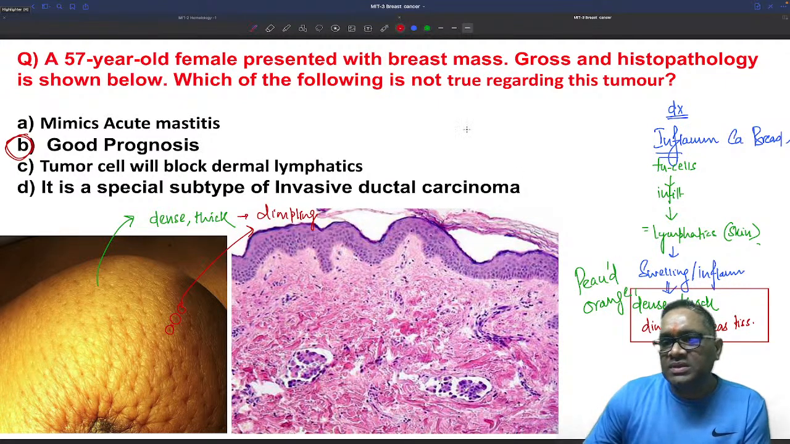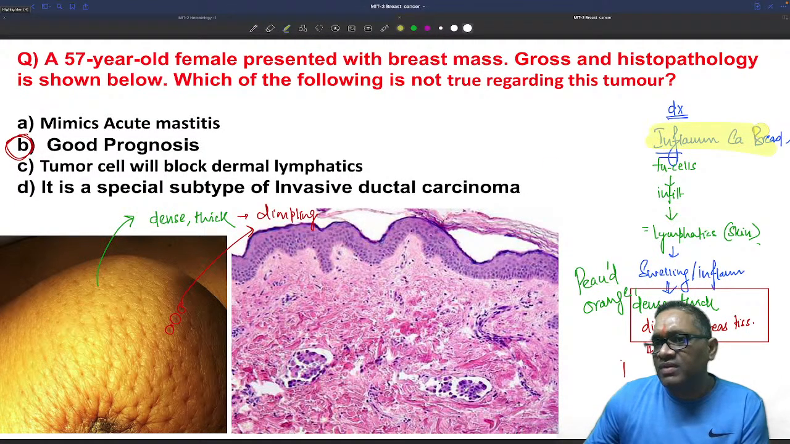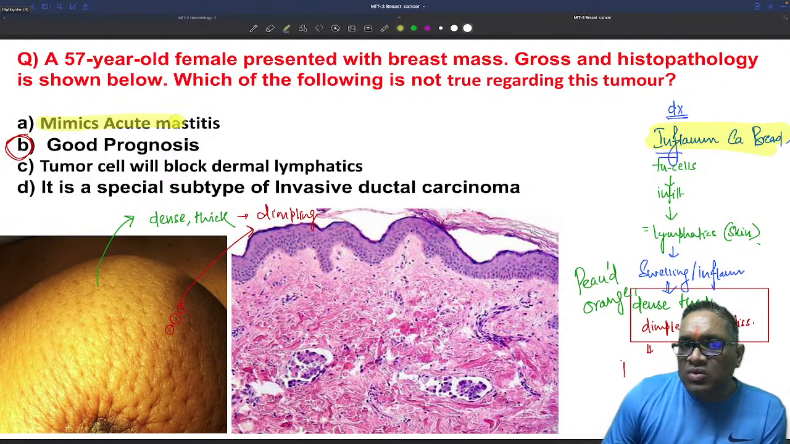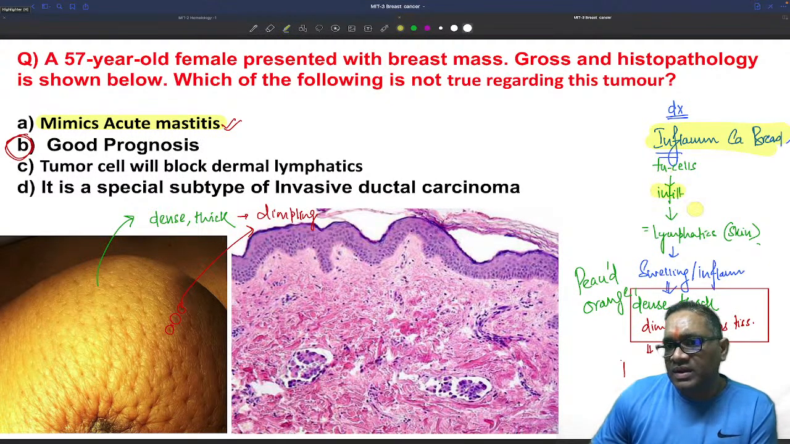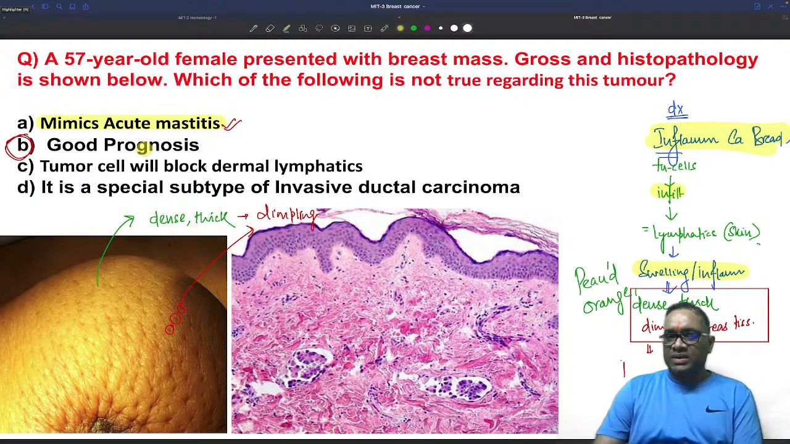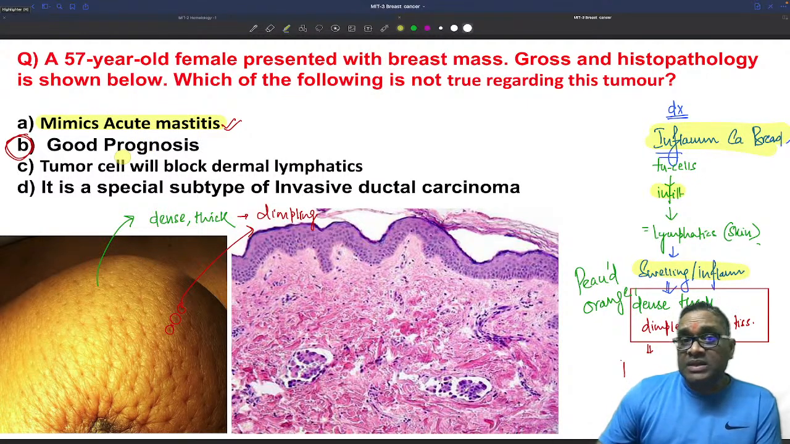And peau d'orange appearance is seen in which cancer? This will be seen in inflammatory carcinoma of the breast, right? So that is how you will understand inflammatory carcinoma. Because of this swelling and inflammation, they usually mimic acute mastitis. So the first statement is a correct statement. Because of this infiltration there is swelling and inflammation, so it mimics acute mastitis. And remember, this type of breast cancer has a worse prognosis. So they do not have a good prognosis. So this is the wrong statement. They will be associated with worse prognosis.